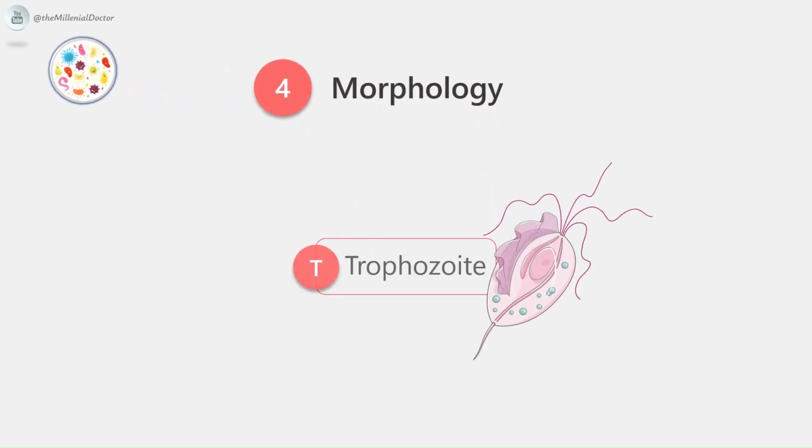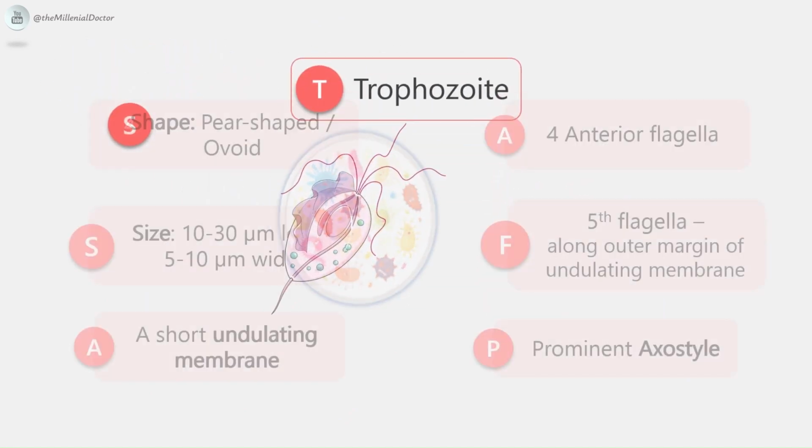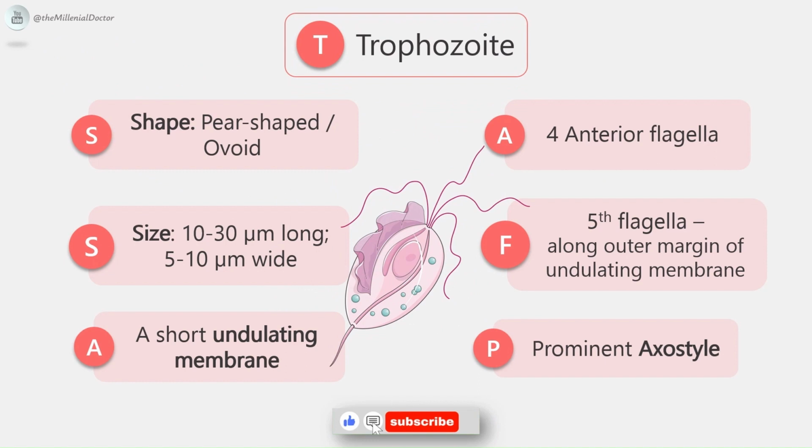Then the morphology. It exists only in the trophozoite stage. The trophozoite is pear-shaped or ovoid and measures 10 to 13 micrometers in length and 5 to 10 micrometers in breadth, with a short undulating membrane reaching up to the middle of the body. It has 4 anterior flagella and the 5th running along the outer margin of the undulating membrane, which is supported at its base by a flexible rod called the costa.